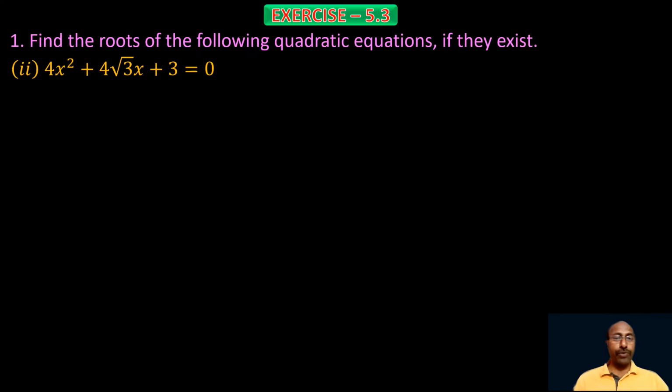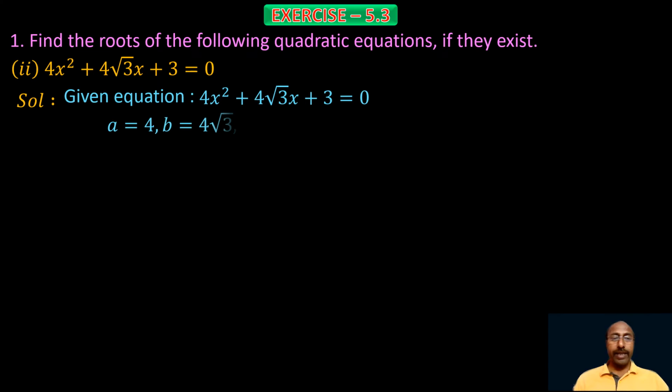4x square plus 4 root 3x plus 3 equal to 0. So here the given equation is 4x square plus 4 root 3x plus 3 equal to 0. And here a equal to 4, b equal to 4 root 3, c equal to 3.